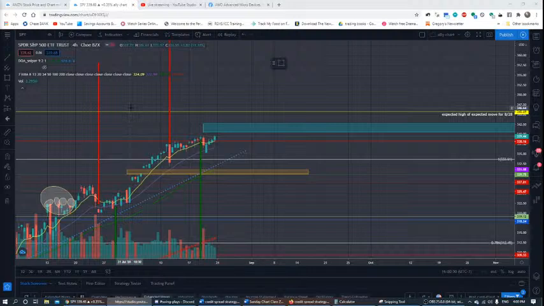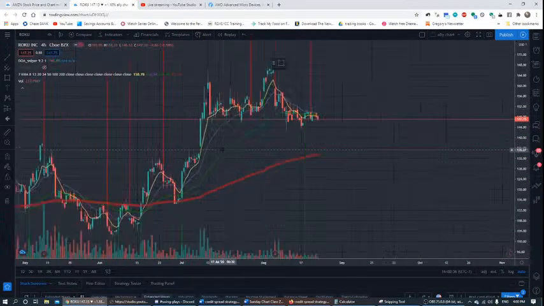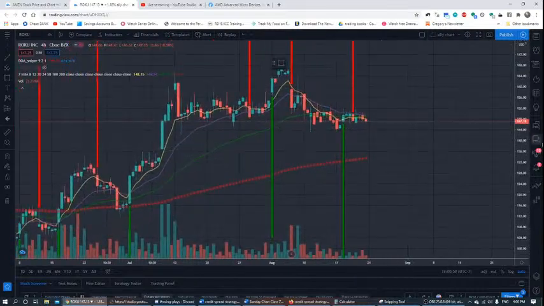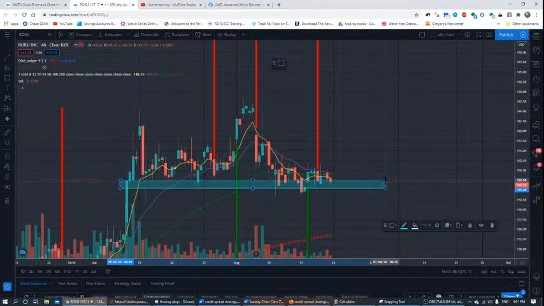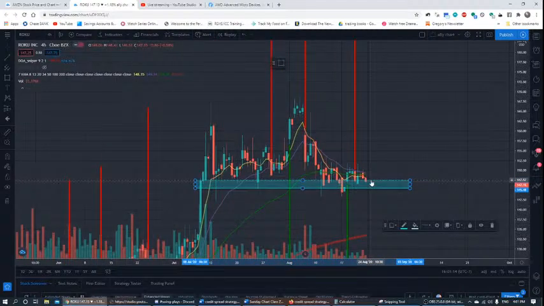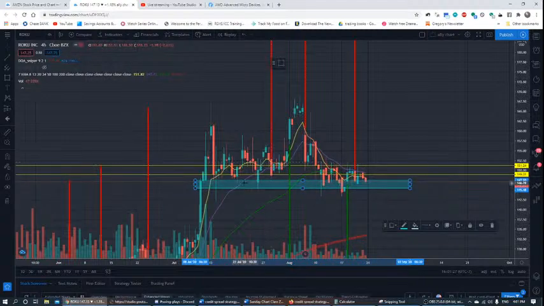So, J King, you want me to break down Roku? Okay, same pattern we saw earlier, this consolidation. Roku is really holding right now as strong support. Every time we tapped right here, we bounced. I don't know if we can break out, but if we do, I want to look for a break over 150. At 150, I'll take it long here.